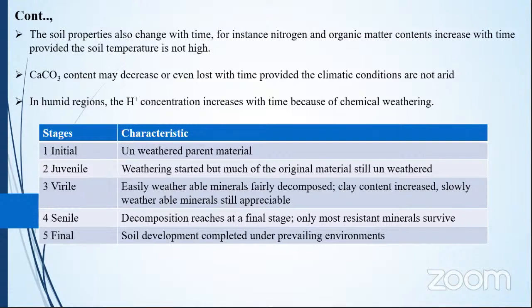So, students, there are different stages in time. What are the weathering stages? The very first one is called initial, then juvenile, virile, senile, and final. Students, remember these five stages are very important. You may get some questions from here also. The initial stage is the very first stage. What will happen? Unweathered parent material. In initial, you can't see any change. Whatever the parent material is, it will be there. In juvenile, what will happen? Weathering has started, but much of the original material is still under weathering condition. So juvenile, what will happen?